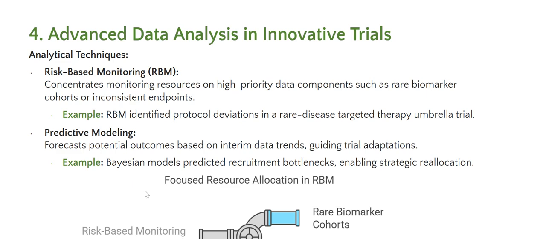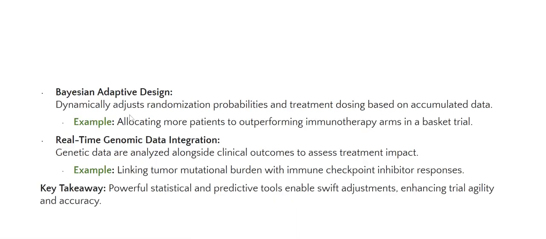And here is a summarized diagram on focused resource allocation and RBM, risk-based monitoring, which is used to forecast, then to prioritize risks and reallocate or direct the resources accordingly. As risk-based monitoring targets, we have rare biomarker cohorts and inconsistent endpoints.